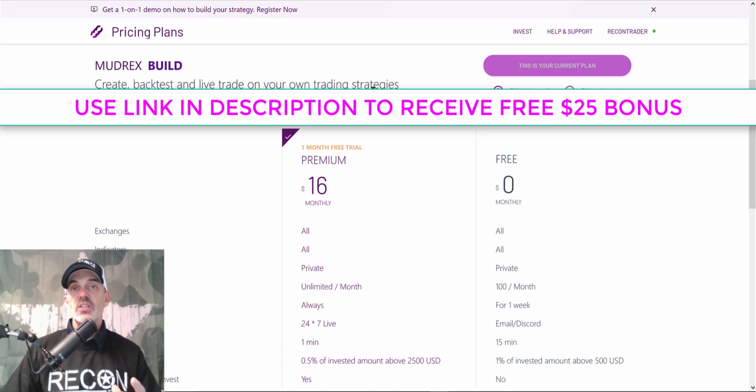And if you're wondering about security, you actually connect your MUDREX crypto bots to your exchange via an API key. You don't actually send money to MUDREX. Your money stays on the exchange. They're simply having your bot send buy and sell signals to your exchange, so you have control of your money on your own exchange. Now, with that all being said, let's get to it.